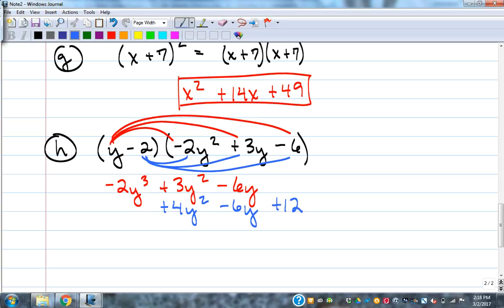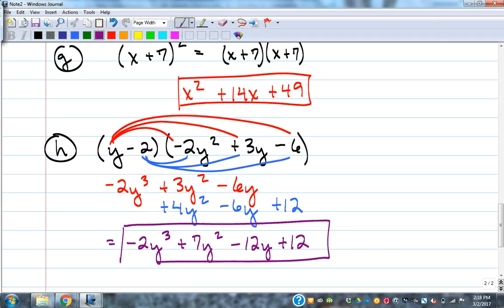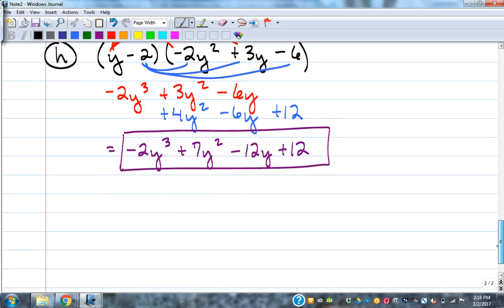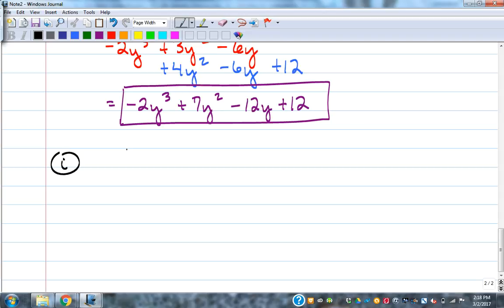So here, stacking it up, we got 2 sets of like terms stacked together. So that ends up being the final answer of negative 2y to the third, 7y squared, negative 12y, and then plus 12. And we multiply them together. Okay. Not too bad, just some good Algebra 1 skill practice today.